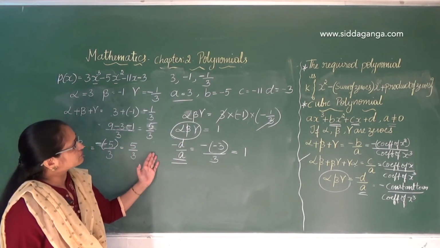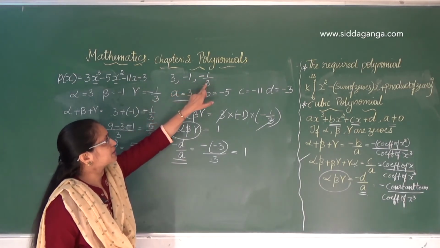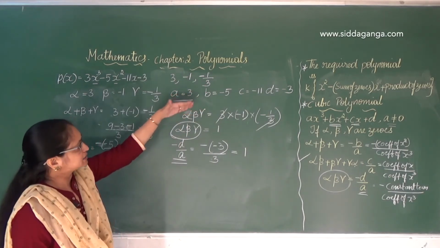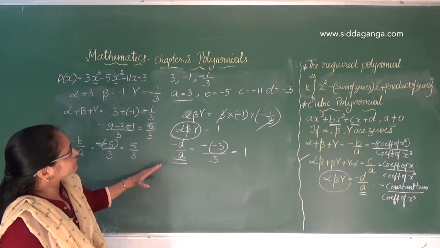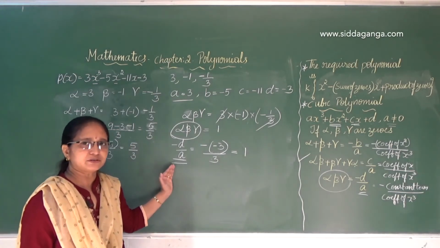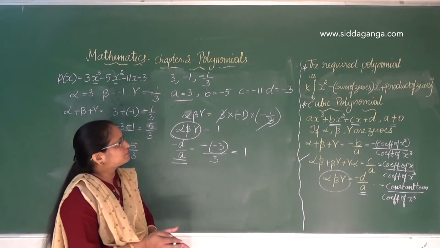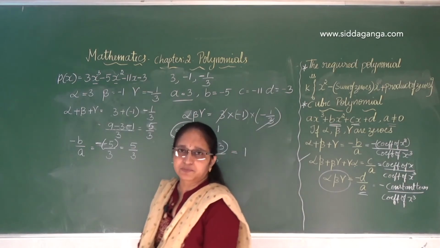So we have verified that the 3 zeros here, 3, minus 1 and minus 1 by 3, are the zeros of the polynomial first, and in the next part of the problem, we just verified the relationship between the zeros and the coefficients. I hope you understood the problem. So this is example 5 from your textbook.